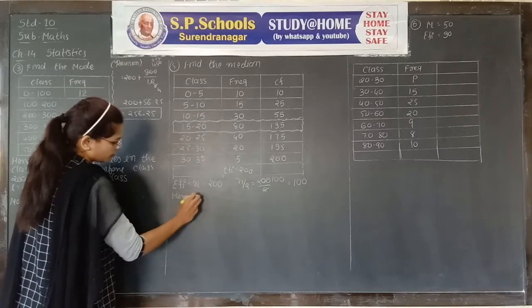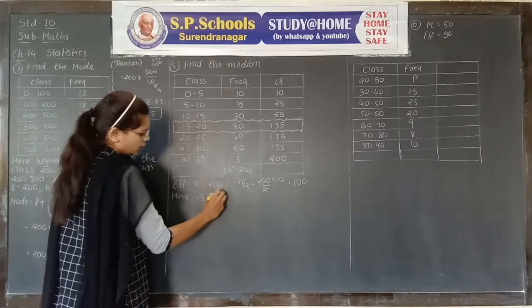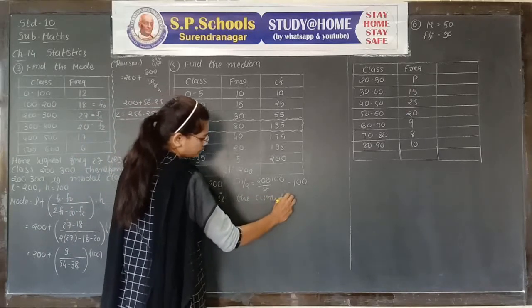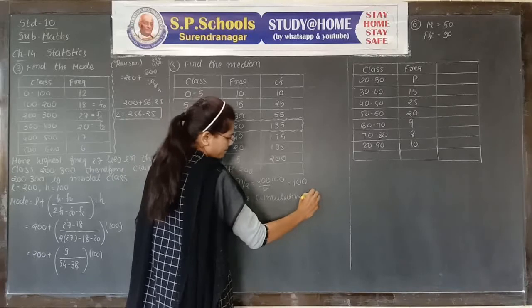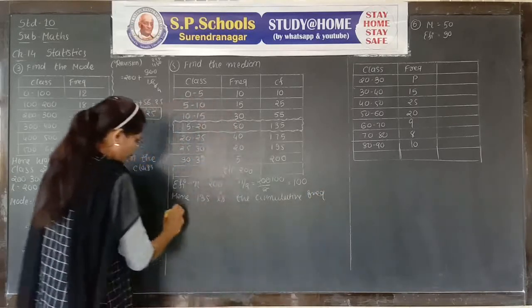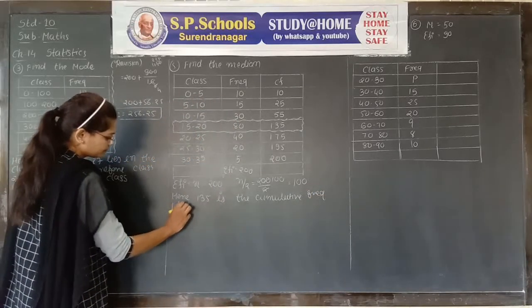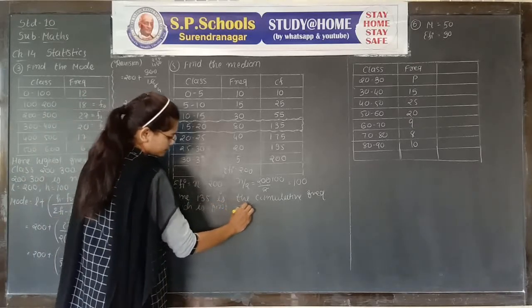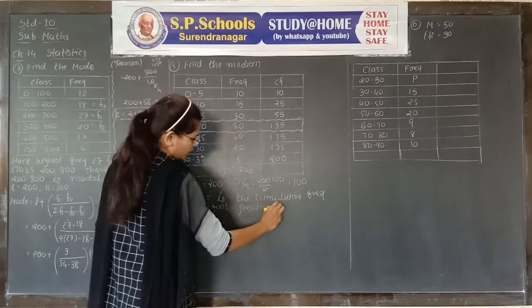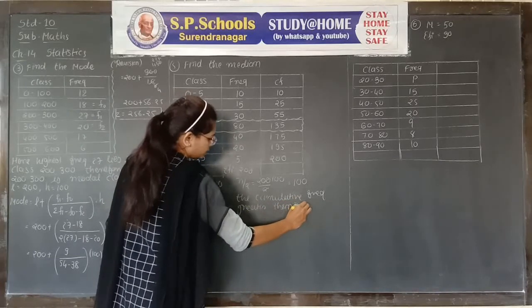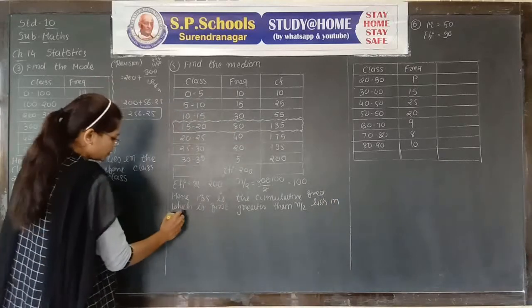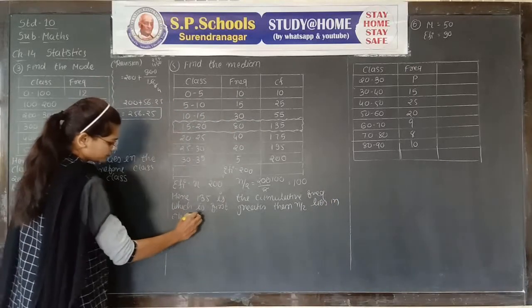Here 135 is the cumulative frequency which is first greater than n upon 2, and lies in class 15 to 20.